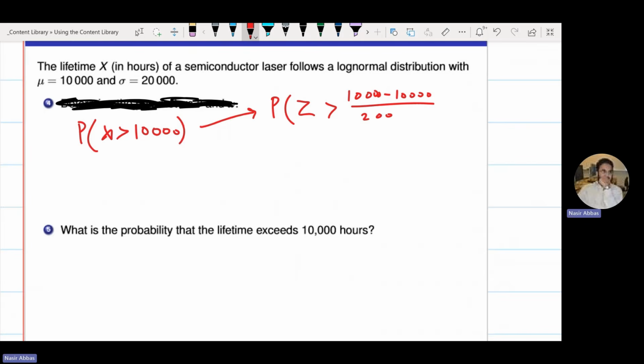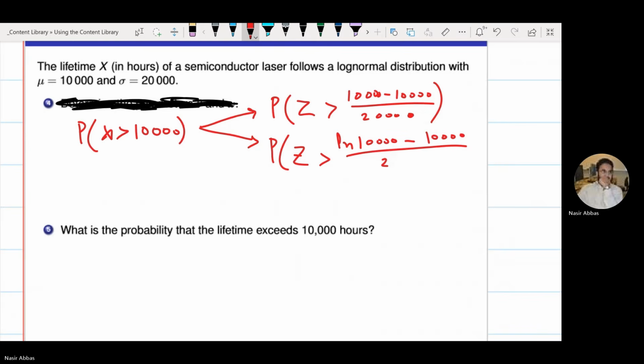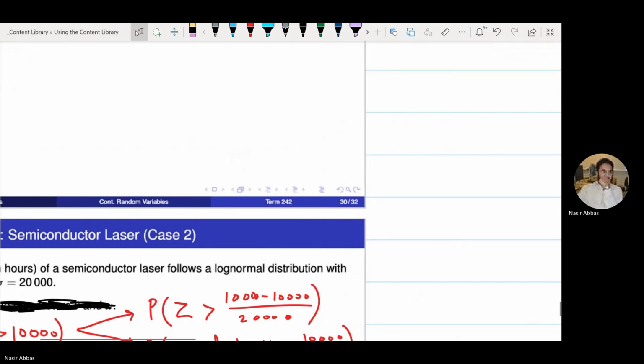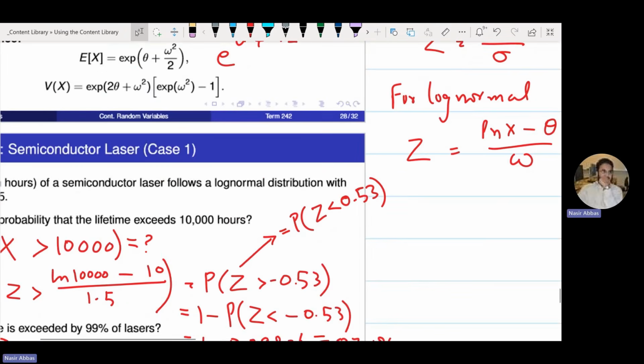Confuse it with Z. Wrong. Number one. Number two, some of you might do it like this. Wrong. What is the idea? You have to solve those two equations for mean and variance to find theta and omega. Remember these two, the difference between normal and log normal.